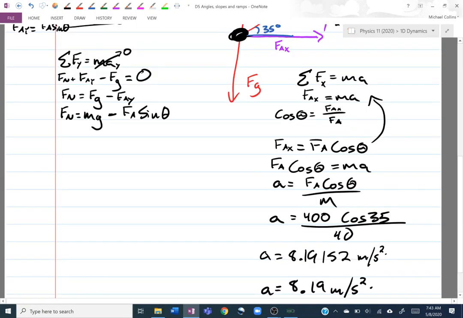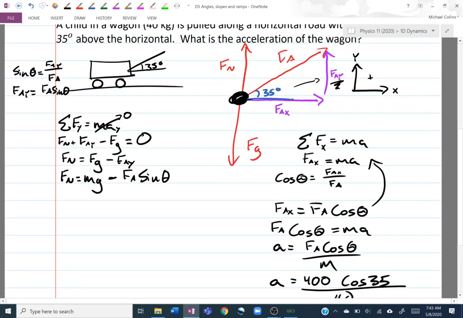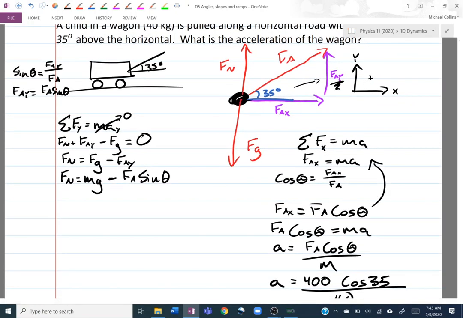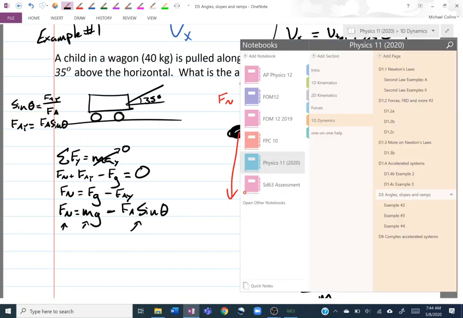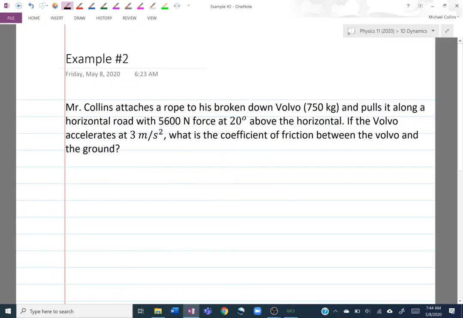It turns out that I didn't need to look at my normal force in this instance. I still think it was well worth pointing out that even in this instance, our normal force is not equal to Fg. There's this little bit extra over there. Let's take a look at example number 2.